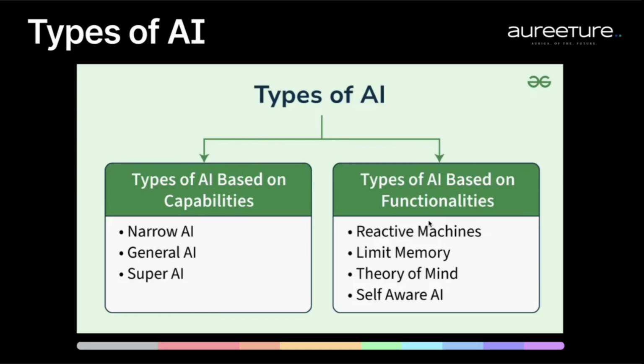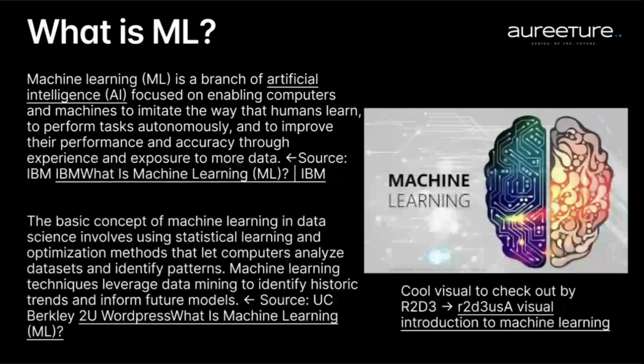Then, based on functionalities, you have reactive machines, limited memory, curious mind, and self-aware AI, AI that is aware that it is an AI, aware of its existence. So this is on the types of AI. So let's proceed further. Now, the question comes, what is machine learning? Again, we have two definitions here. We can go through them, but again, I want to know from you guys, what do you think machine learning is?